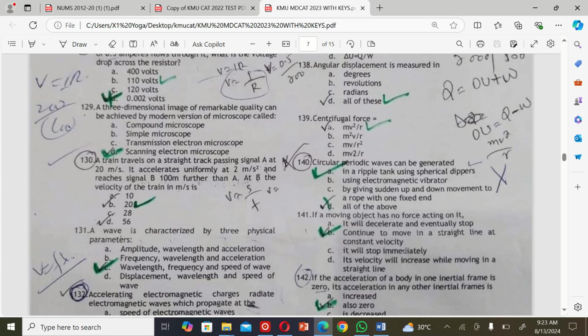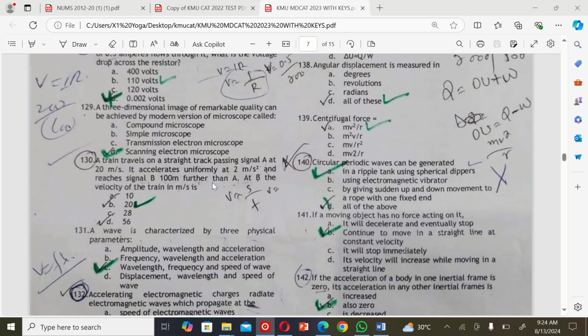The next MCQ is: a three-dimensional image of remarkable quality can be achieved by a modern version of microscope called A. Compound microscope, B. Simple microscope, C. Transmission electron microscope, and D. Scanning electron microscope. So the correct option is D. Scanning electron microscope.